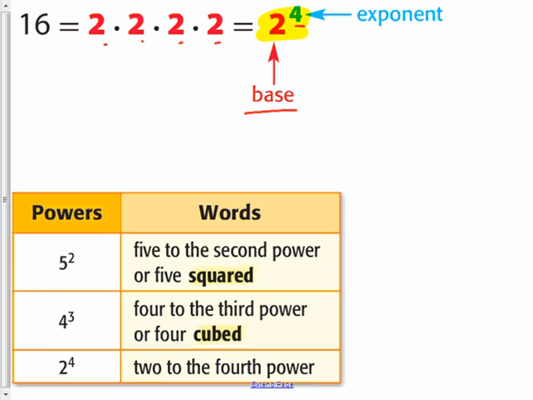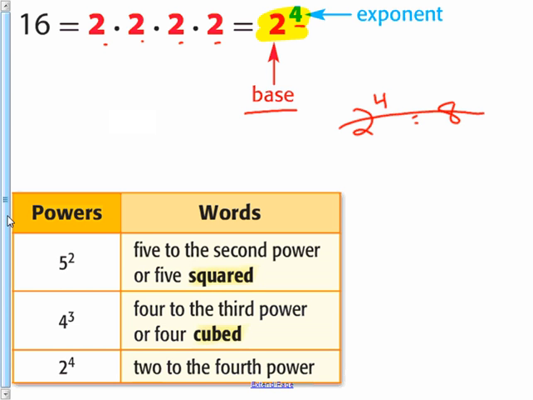Not 2 times 4, that's the common misunderstanding, which is 8. We'll look at that in a bit as to why that is not 8. It's actually 16. All right, so the base number tells us what number we're multiplying. The exponent tells us how many times to multiply.